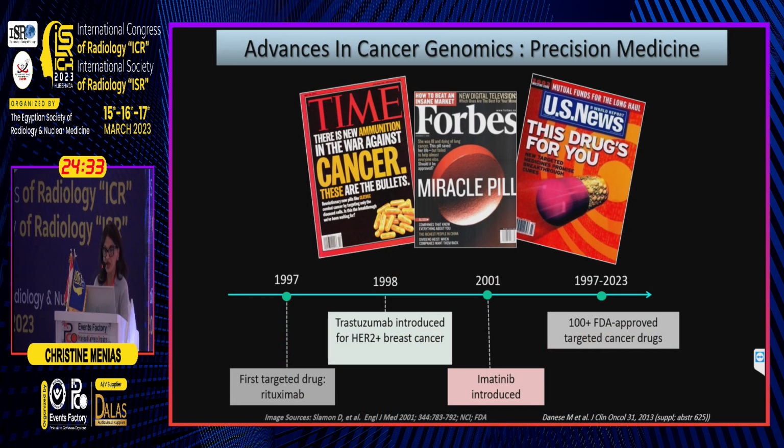The advancement in cancer genomics, particularly precision medicine and personalized medicine, is key and has had a rapid change over the century, from the first targeted therapy of rituximab for chronic lymphocytic leukemia to now over 100 FDA-approved targeted cancer therapies. It is these targeted therapies, aimed at the particular mutations of the cancers, that have been precise.